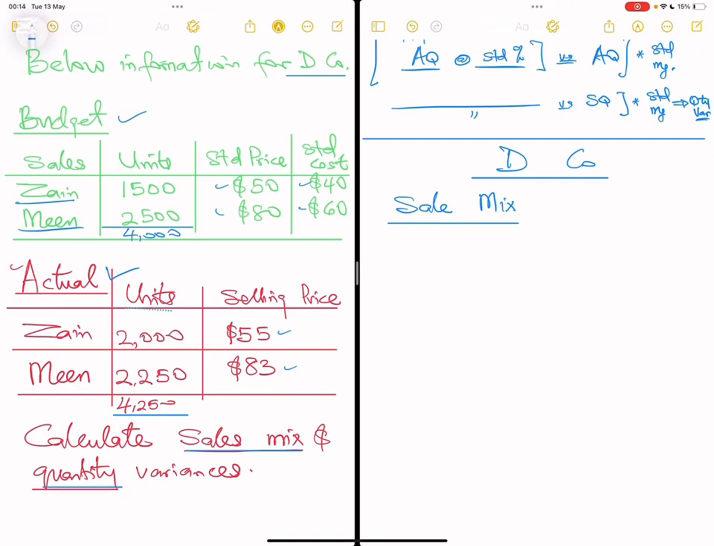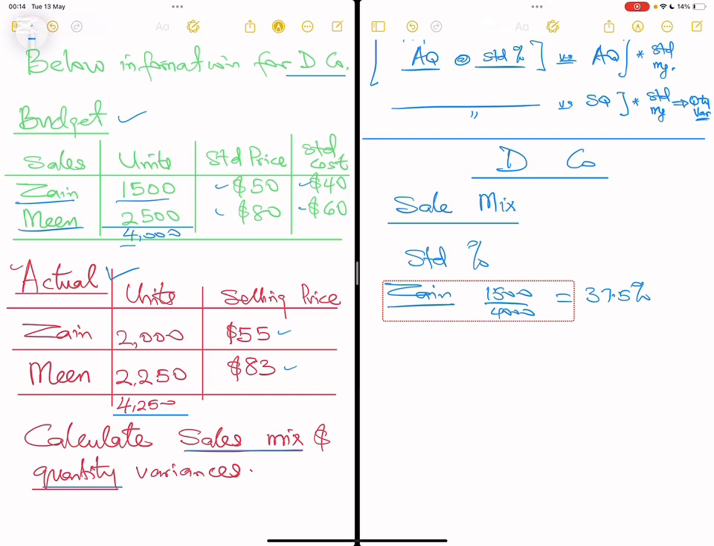Remember what I said about sales mix? It's about you asking this question: what is the impact of selling this product at a different proportion from planned? Because we have sold it at a different proportion. So let's even find out what's our standard proportion for each of these products. So standard percentage. So for Zen, the plan is 1.5 out of 4,000. So that is 1.5 over 4,000. And that will give us 37.5%.